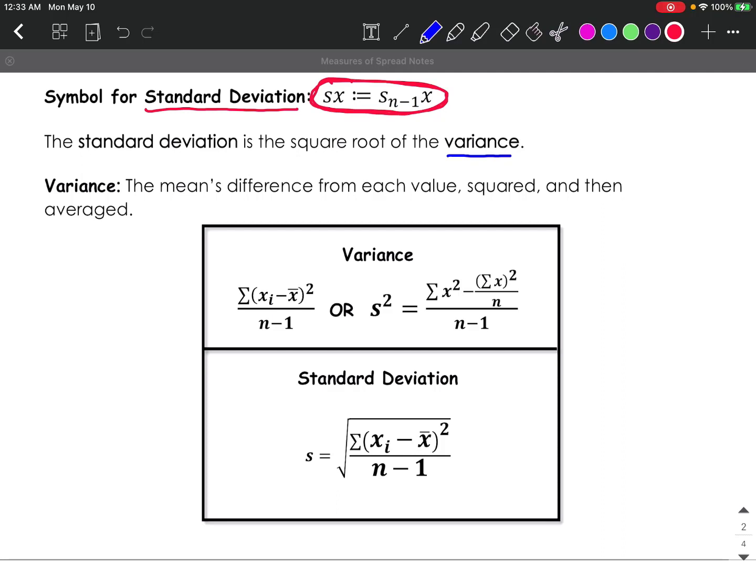The mean difference from each value squared and then averaged is the variance. So we take every data point, subtract the mean, square that number, add it all up, then divide by 1 less than how many we have, and that gives us the variance. Then we square root it to get the standard deviation. That's crazy, right? Wait till you see it in action.